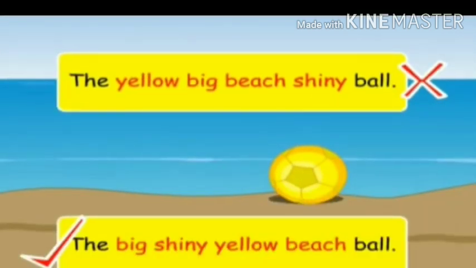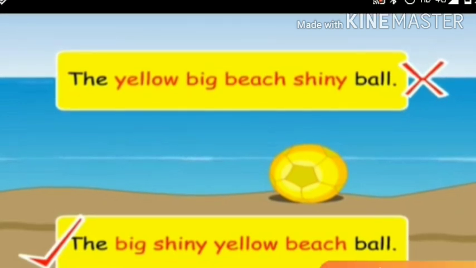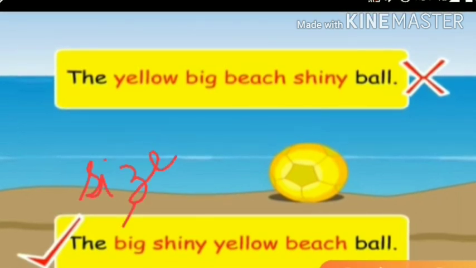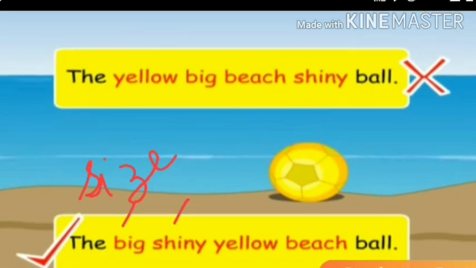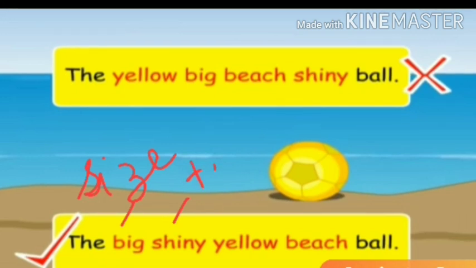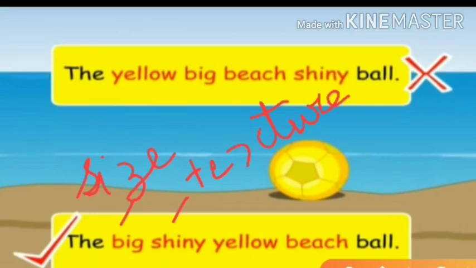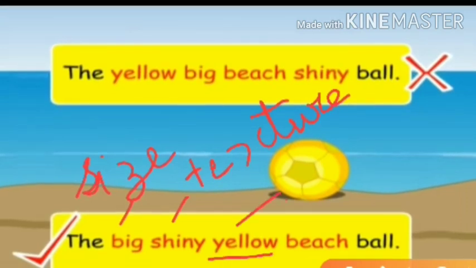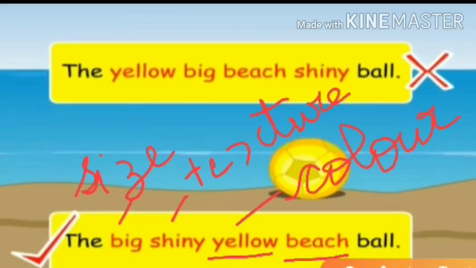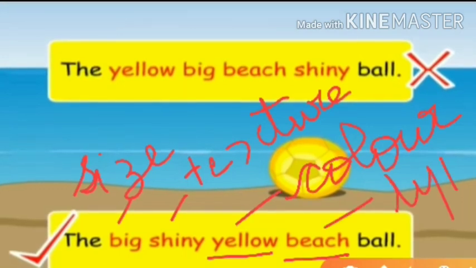So see now here, the big shiny yellow beach ball. As I told you, the order should be like this: first should be the size, that is big, then the texture, meaning the quality, which kind of ball it is. It is shiny, so it is the texture. Then color, that is yellow. And then type, which kind of ball it is? It is a beach ball, so it is a type.